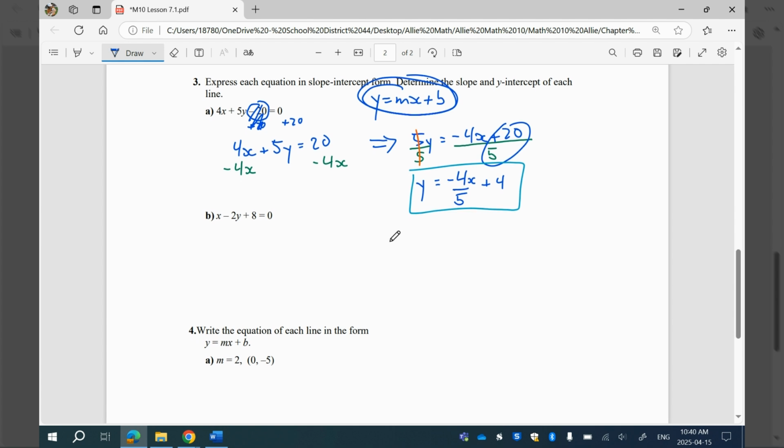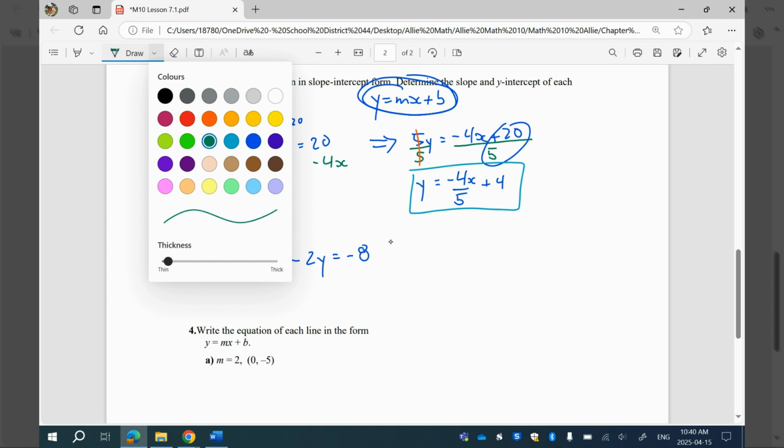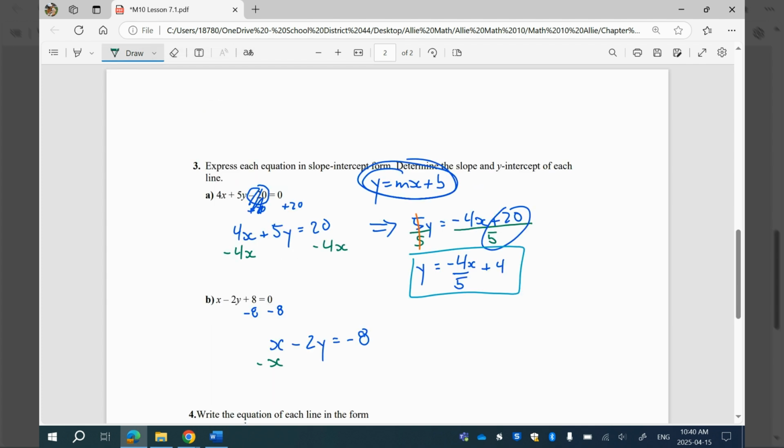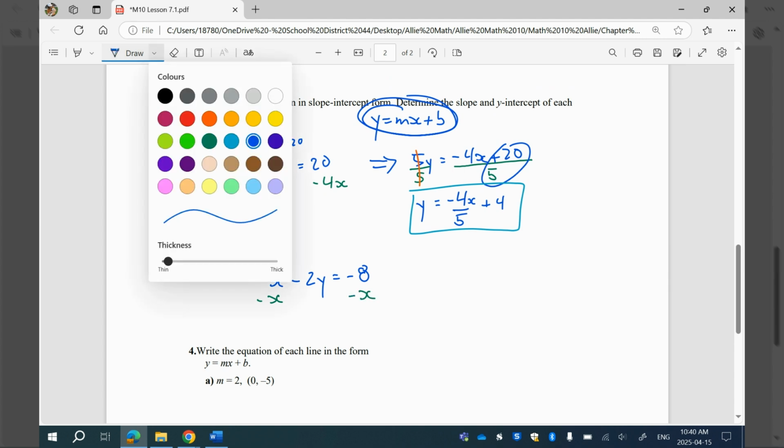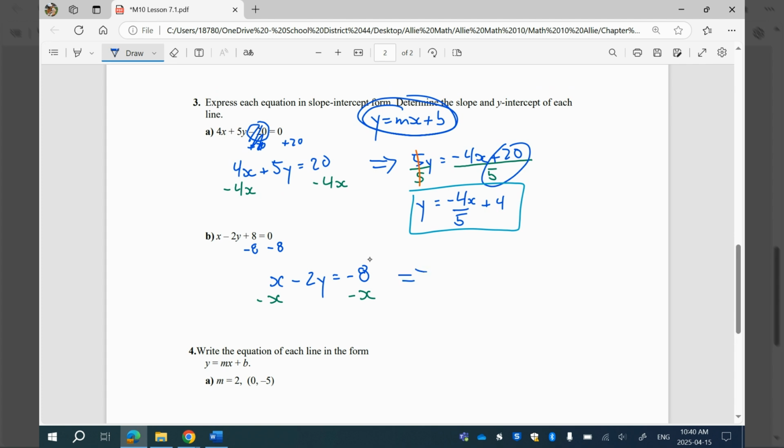Let's do the next one. Let's start here. We want this 8 over on the other side. We want the y by itself without a coefficient. So let's subtract 8 from each side. Then we're left with x, subtract 2y equals negative 8. This is currently a positive x, so let's subtract x from each side. Now we have a negative 2y equals negative x, subtract 8.